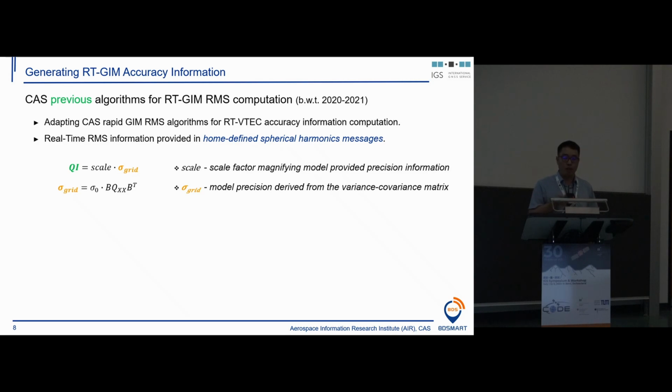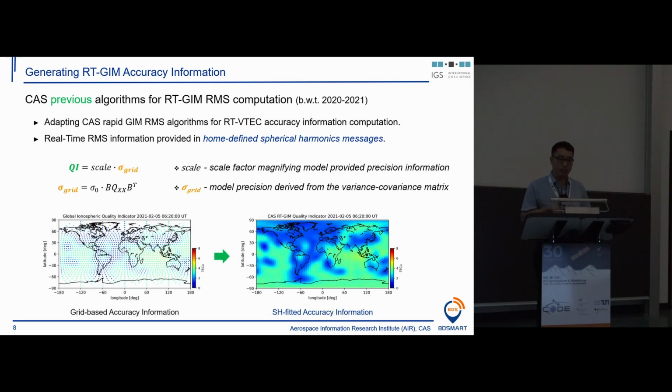One is the scale, which will magnify the model and provide the precision information, which would be calculated from the variance and covariance measures from our spherical harmonic fitting. Here gives one example for one epoch of how those real-time accuracy information can be provided to the users.